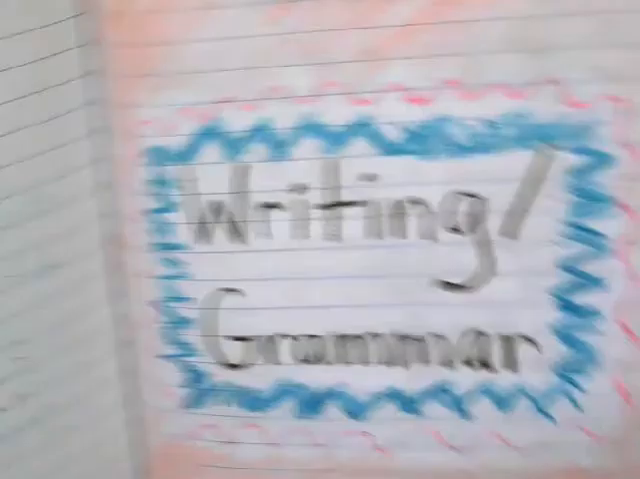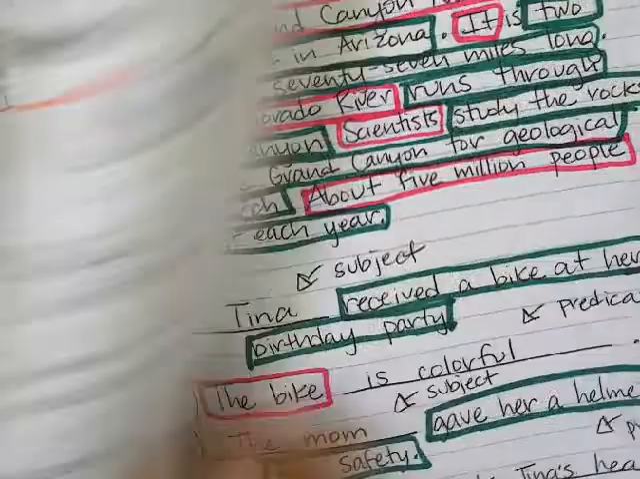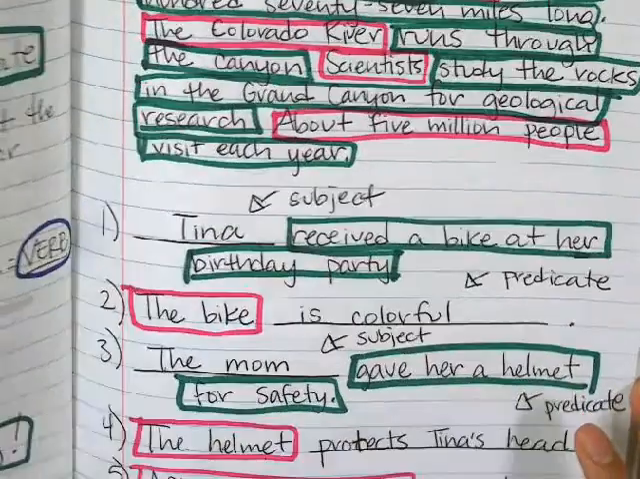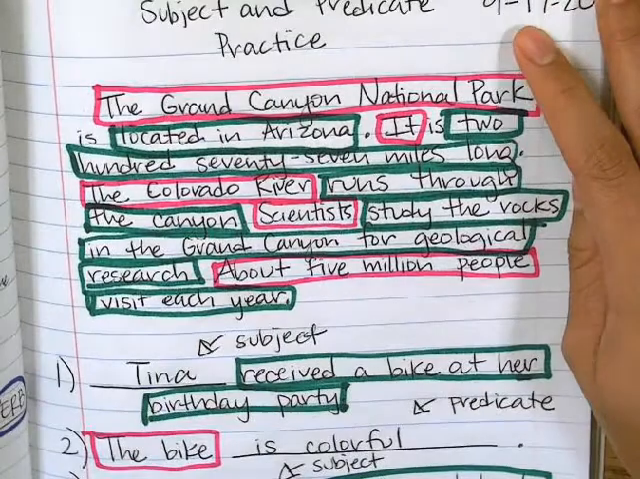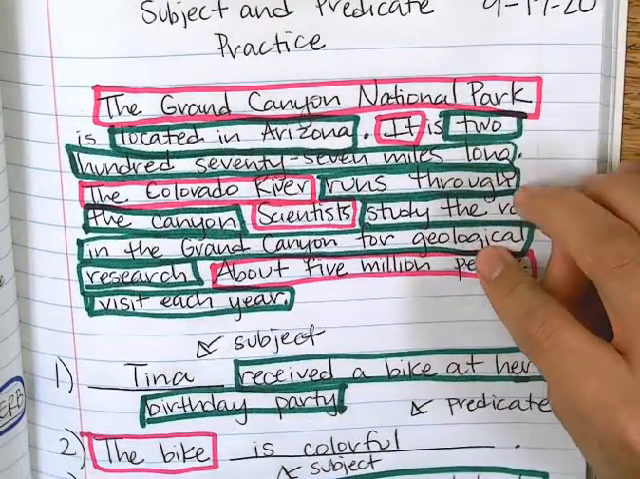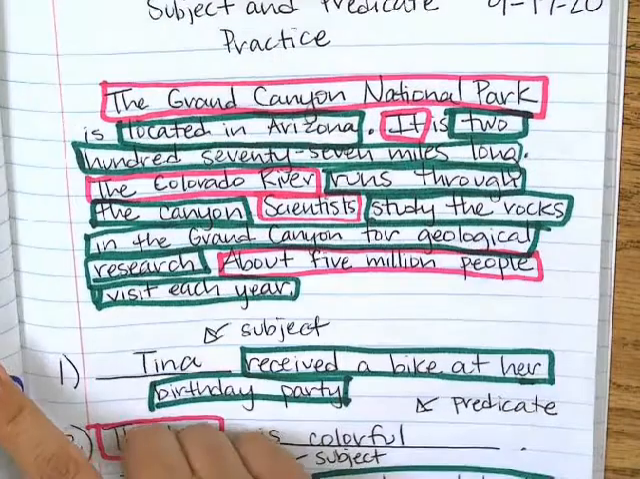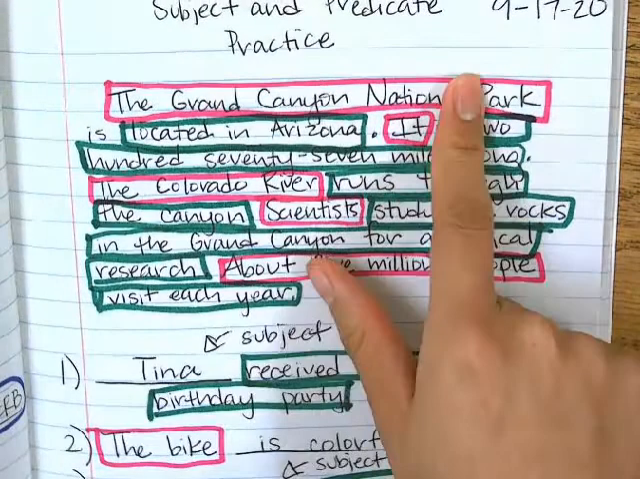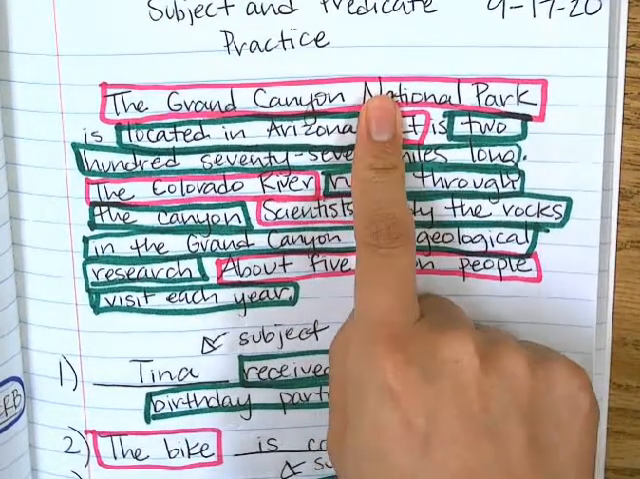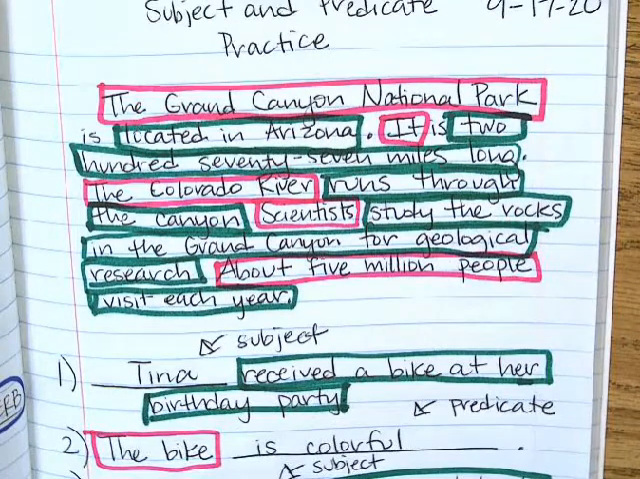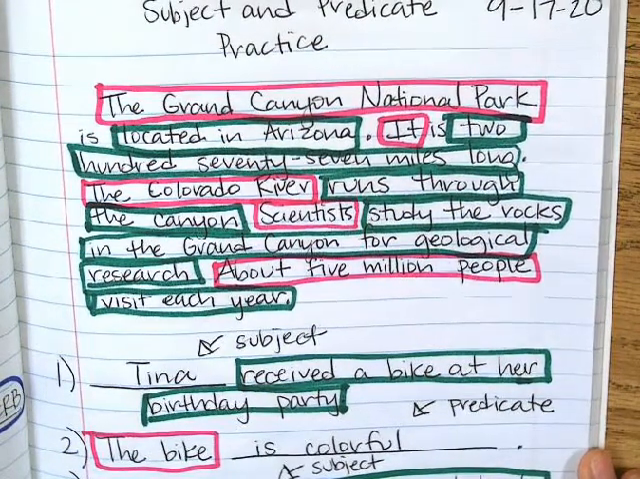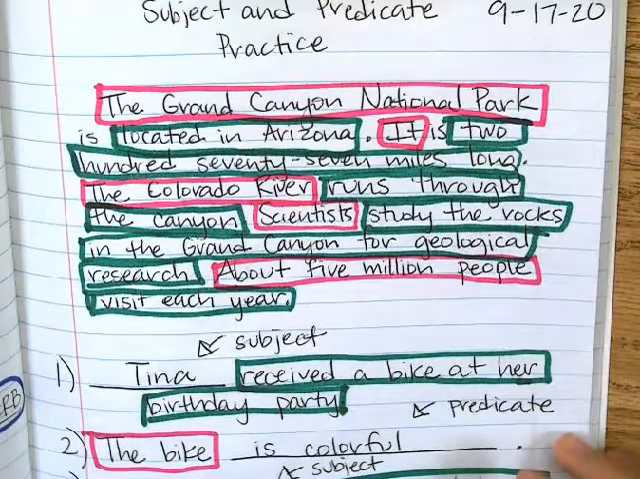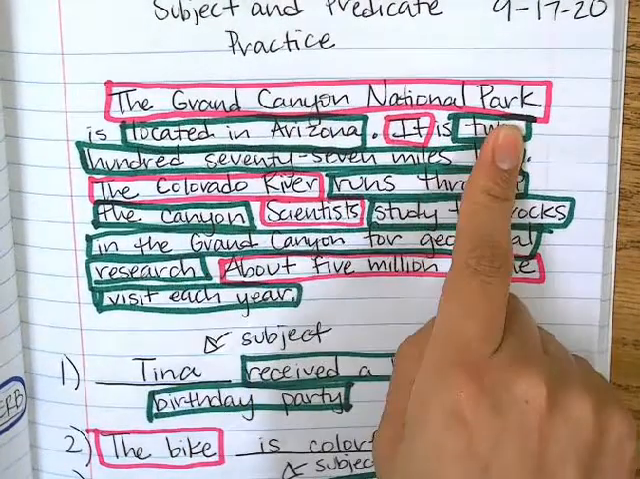Okay, and then for our writing portion, we did have some practice on subject and predicate. We wrote this paragraph down, and we were identifying as a class the subject and the predicate. The subject is in pink or purple, and the predicate is in green. Again, we always want to question ourselves. Well, what about the Grand Canyon National Park?